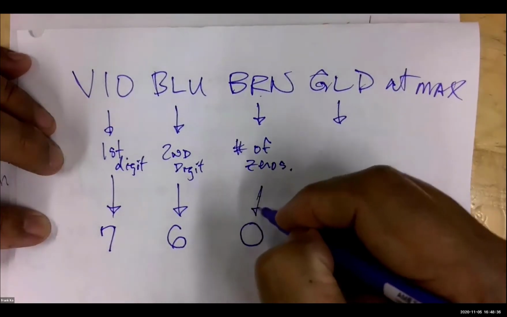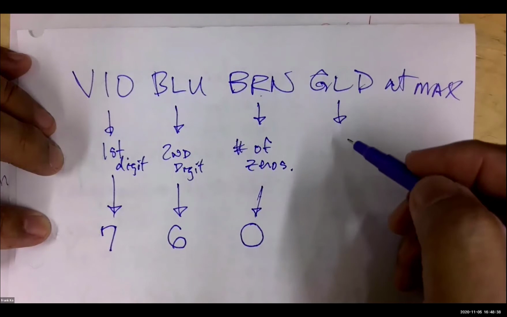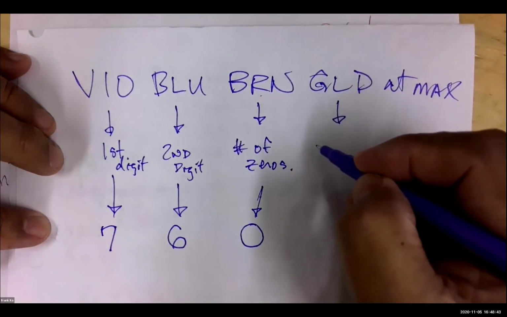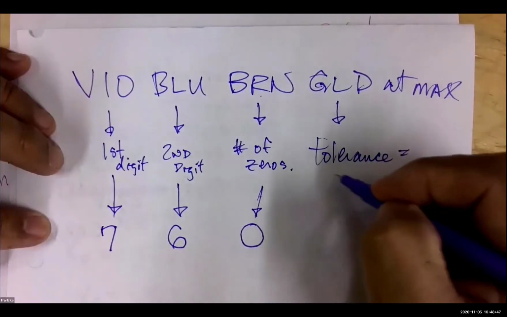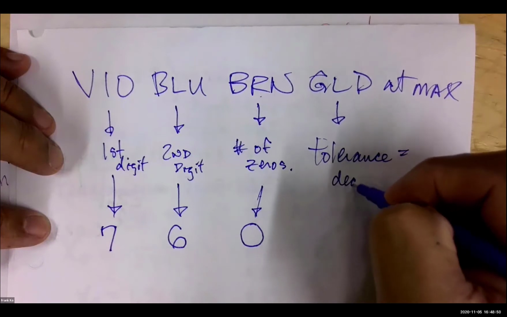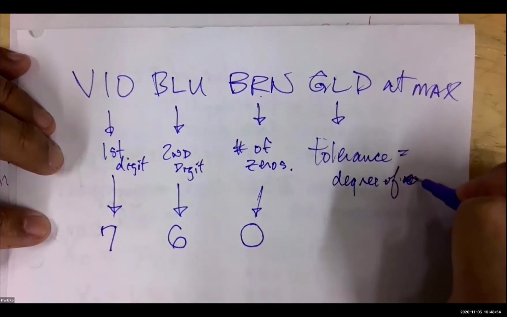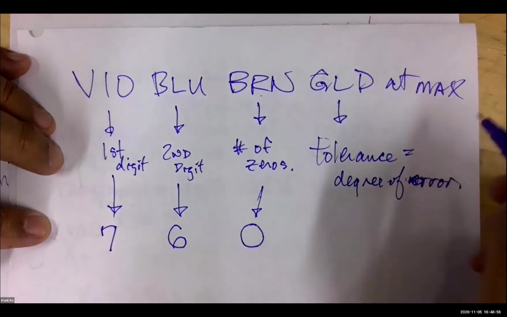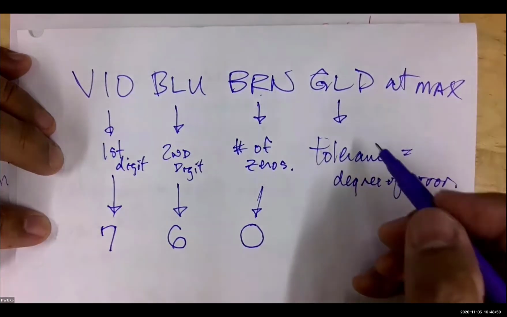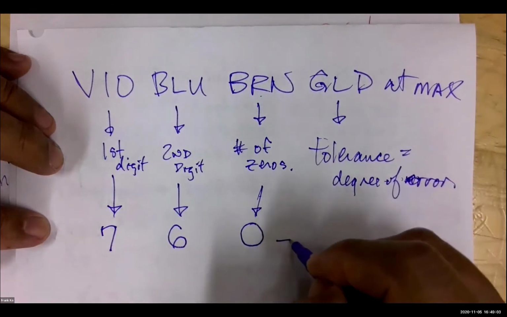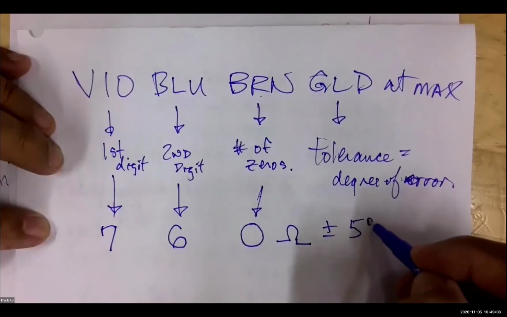And gold, the fourth band, represents what information? It's called tolerance. Tolerance is your degree of error, margin of error. And gold represents what percentage of error is possible with this? Plus or minus 5%. Very good.